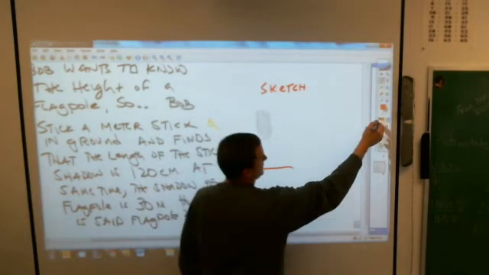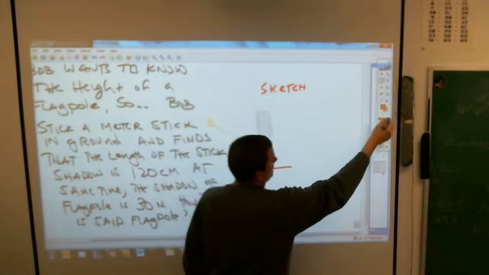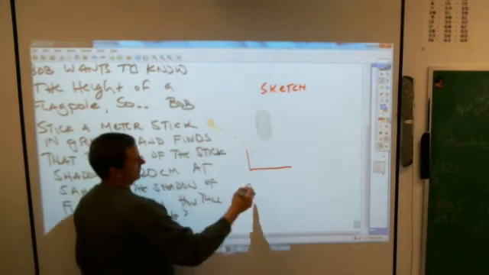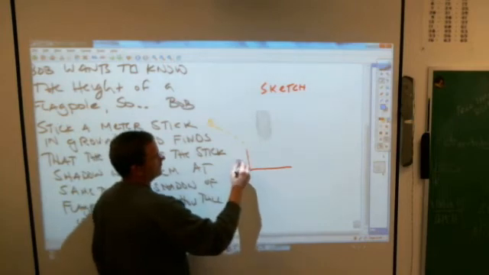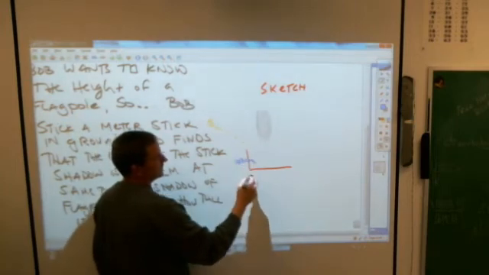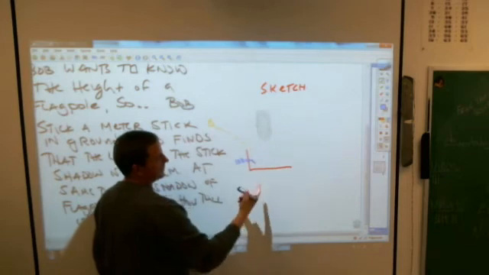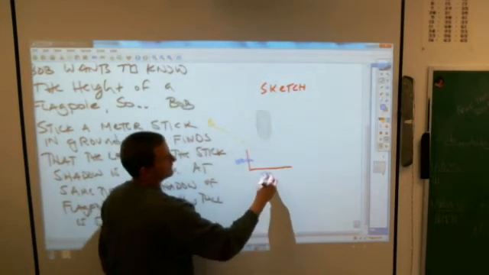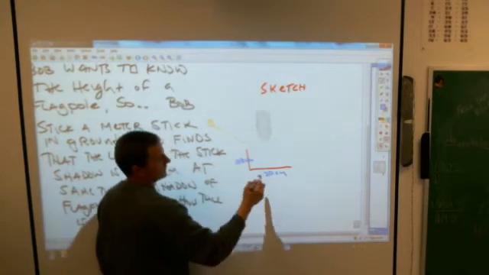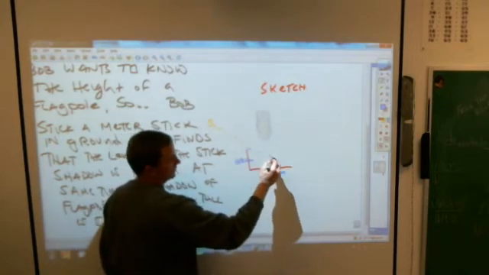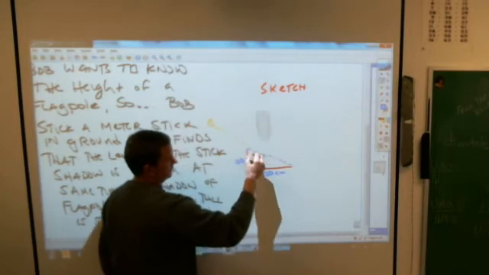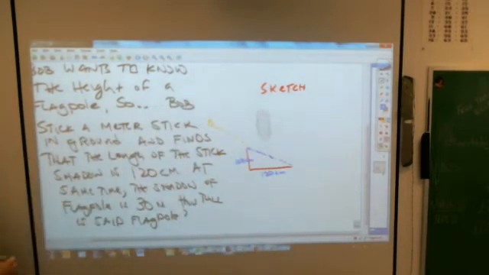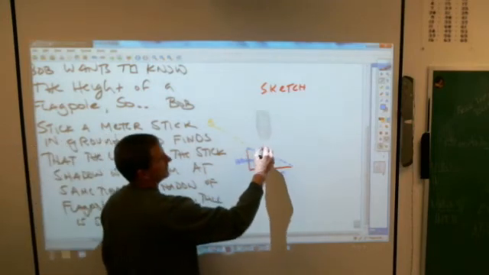What are the dimensions that I know of this? Well, first of all, how tall is a meter stick? 100 centimeters. Now, why do I pick 100 centimeters? Mostly because they give this dimension in centimeters as well. How long was the shadow? 120 centimeters, right? And then here's the rate of the shadow. We don't know how long it is, nor does it really even matter. Okay. So here's my meter stick shadow.